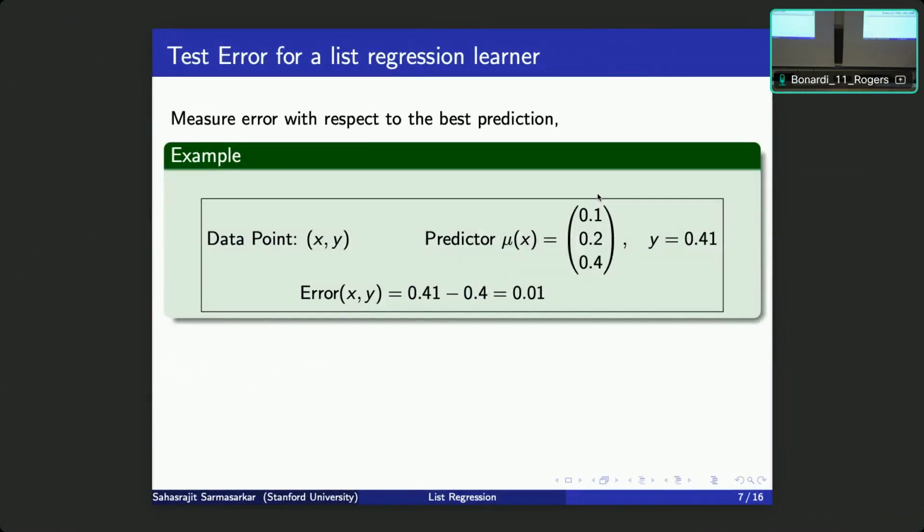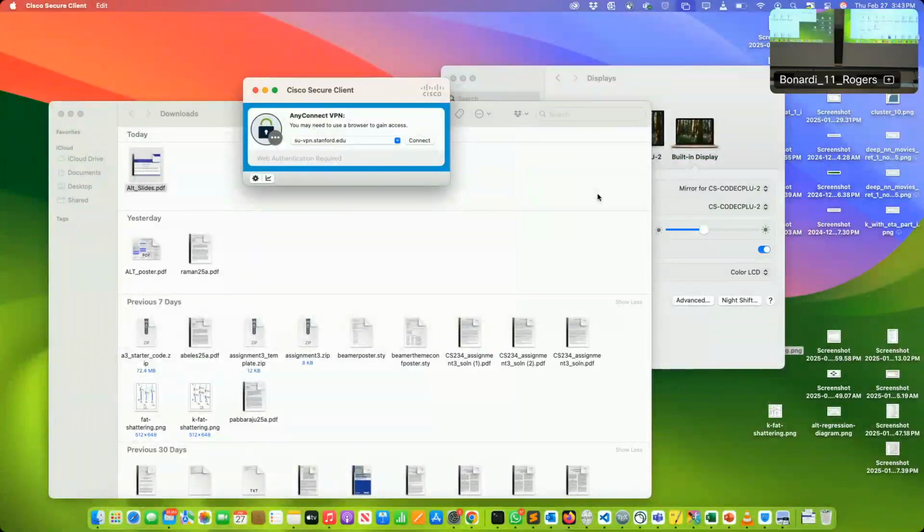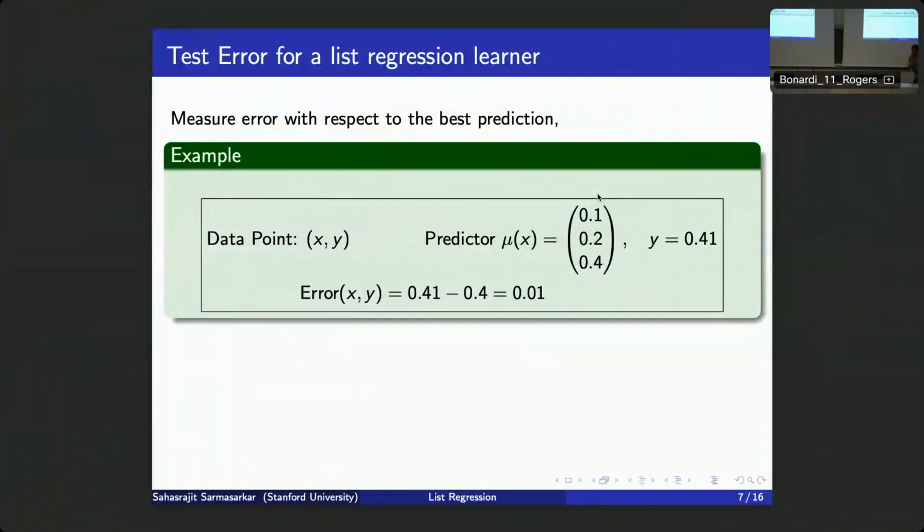Okay, so since we are predicting a bunch of k items, we also need to define what the test error will be. A simple example is this. Say you have a data point (x, y) and the predictor mu(x), which is predicting 3 items, k equal to 3: 0.1, 0.2, and 0.4, and say the true label is 0.41. The error is basically given by the best label in the predictor. So 0.4 is the best label, and the error is given by 0.41 minus 0.4, that's 0.01.